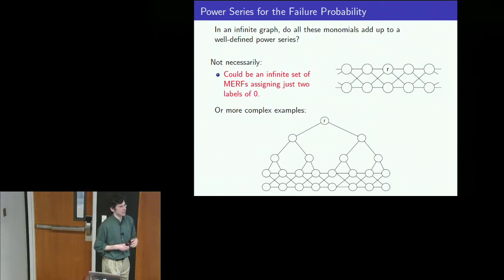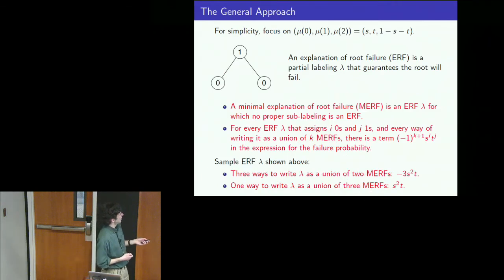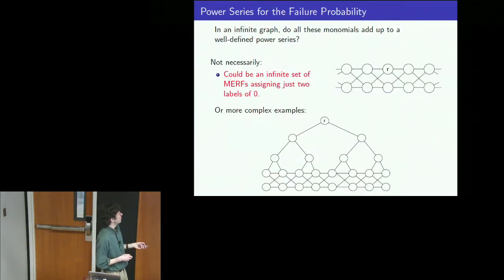So not only does this not necessarily have a positive radius of convergence, it's not even something you can necessarily write down, right? Because I'm talking about power series. I'm saying the coefficient on the monomial, say s squared, is obtained by going over all the explanations of root failure and just keep a running counter and just keep adding up +1 every time you see one of them. And eventually that will give you the coefficient on s squared. And that's great, assuming the counter ever stops. But it doesn't have to.